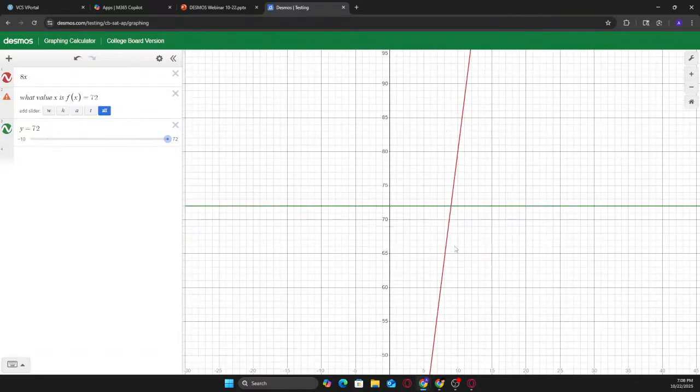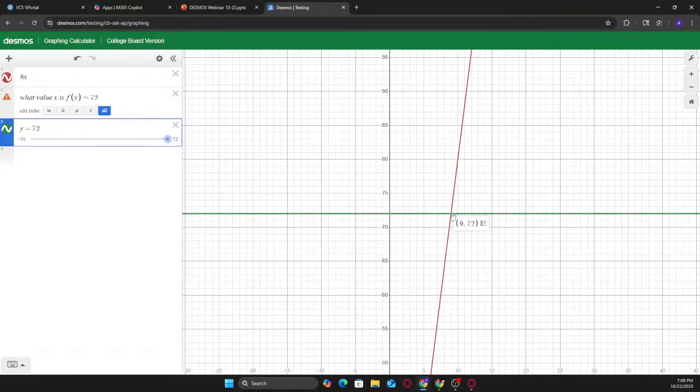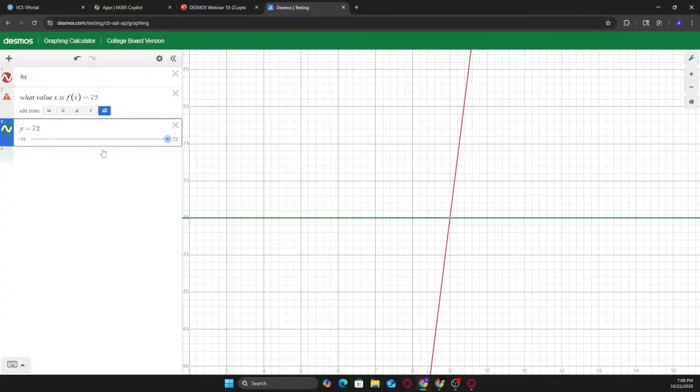We can just find 72 right here. Oh, it intersects at 9. Would you look at that? 8 times 9 is going to output 72. So for that answer, it's just going to be 9.